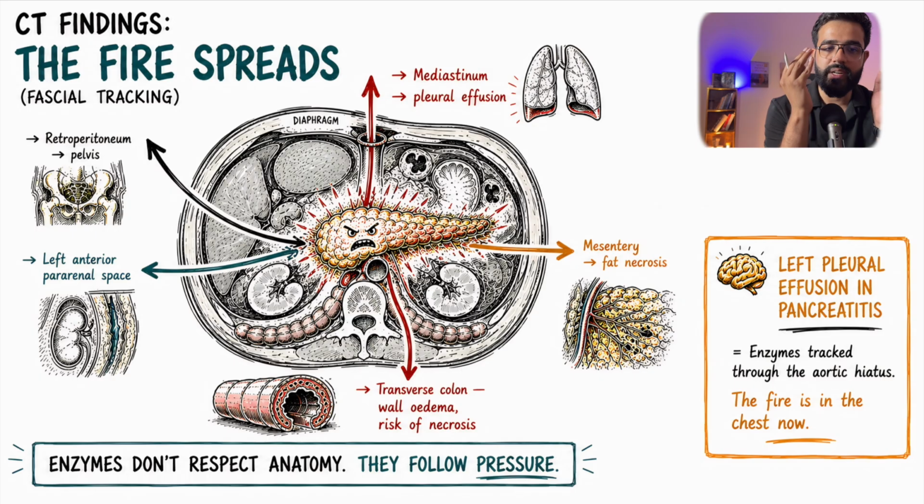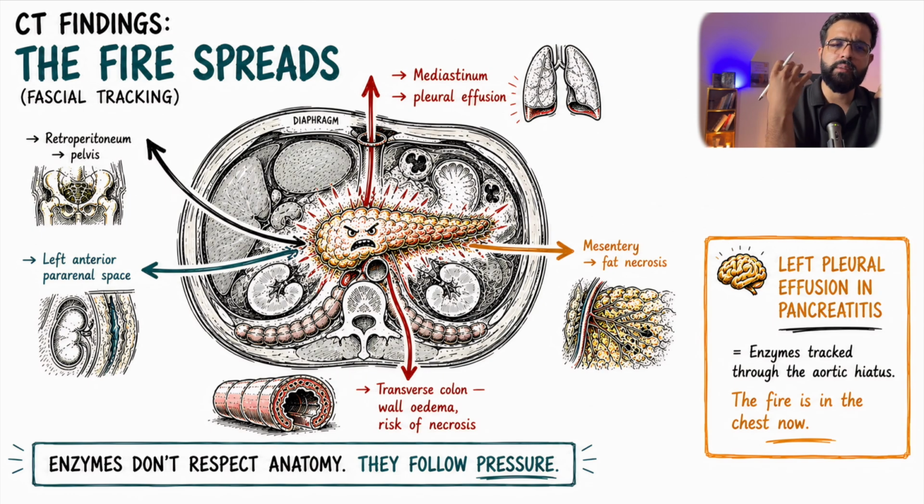And then you look at the fluid collection. Free fluid in the lesser sac, in the left anterior pararenal space. This is the peripancreatic fluid, acute peripancreatic fluid collection, or APFCs. These are early non-encapsulated ones. Most will resorb and some become the pseudocyst.